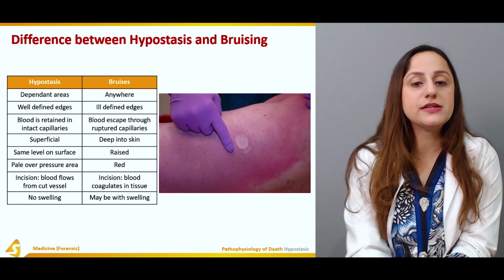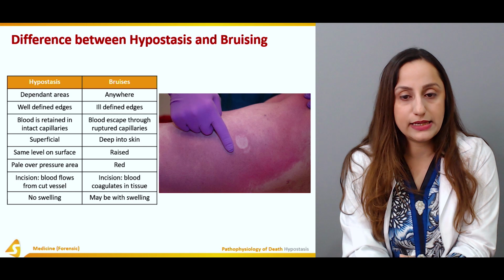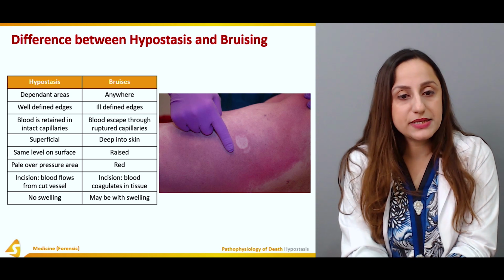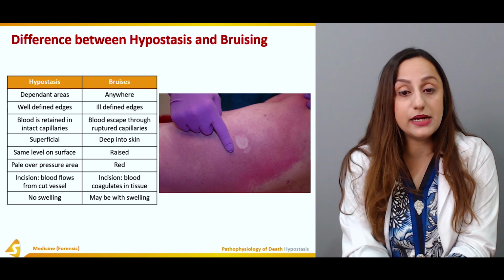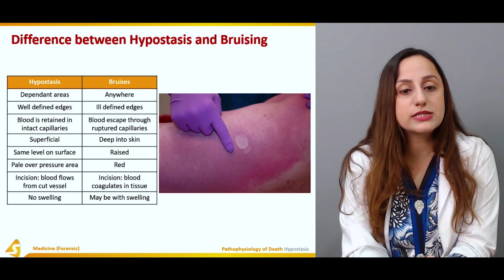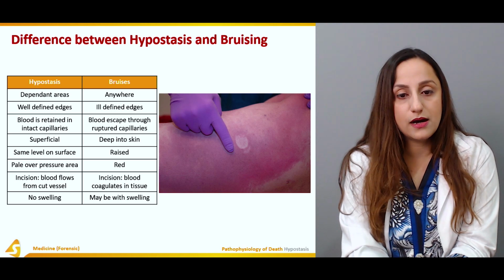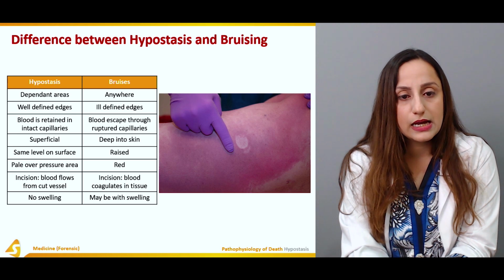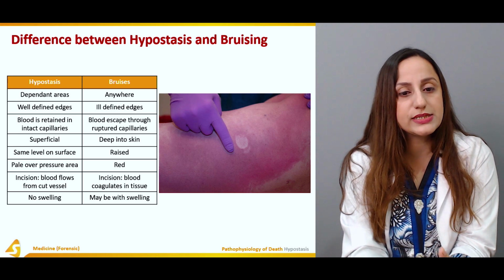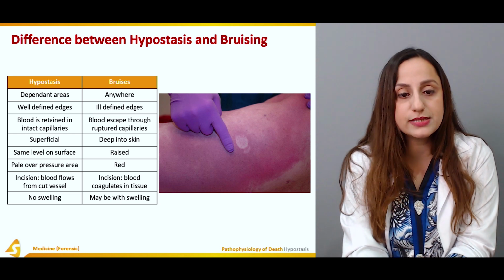Now, what is the difference between the hypostasis and the bruising? That we have to keep in our mind. Hypostasis basically occurs on the dependent parts of the body, and bruises can occur anywhere. Hypostasis has well-defined edges, whereas bruises do not have defined edges. In hypostasis, blood is retained in the intact capillaries, and blood escapes through the ruptured capillaries in bruises.